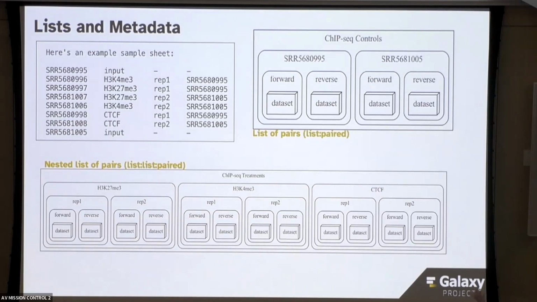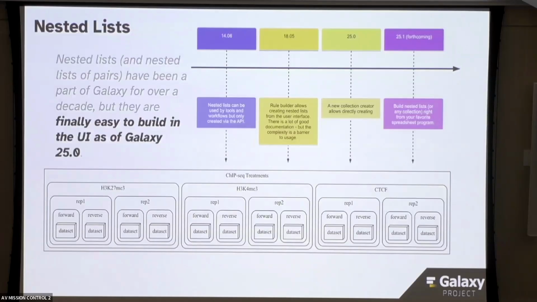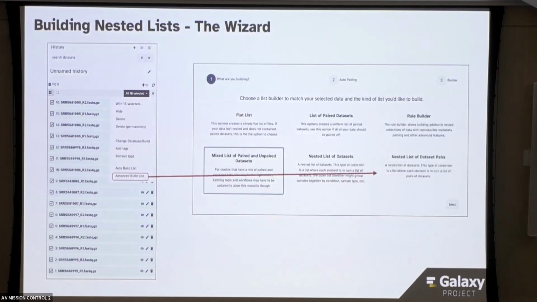And so I hope this visualization makes some sense, but for the treatments, you've got what the treatment is and what the replicate number is. And these are all things that Galaxy has been able to represent for 10 years. But we really haven't had a nice UI for constructing this kind of thing until 25.0. And so in 25.0, again, we have these advanced list creators, and one of them is nested list of pairs.